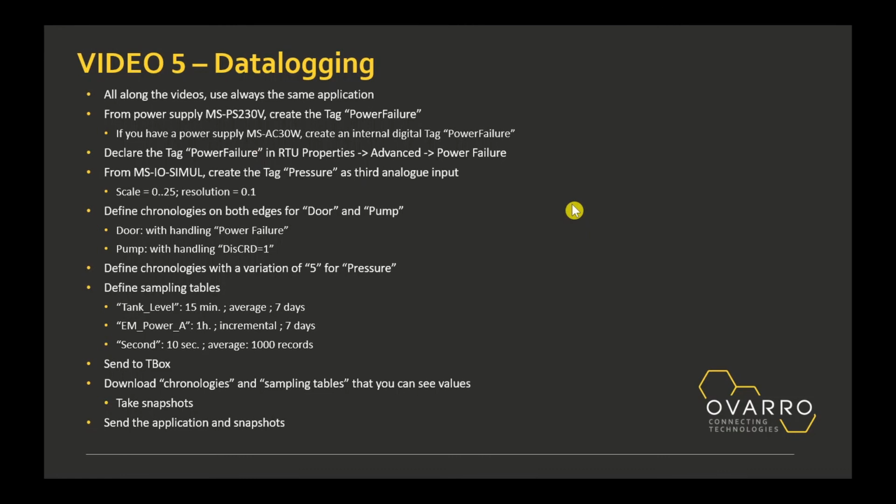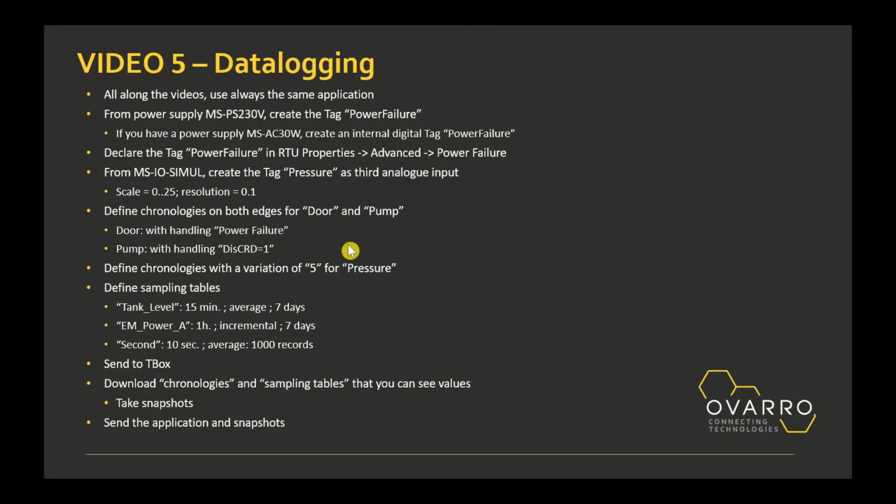The question for this video: use always the same application as usual. If you have a power supply MS PS 230 volt, you create the tag power failure from its resources. If you have an MS AC 30 watt, you create an internal digital tag that you name power failure. Declare this tag power failure in RTU Properties, Advanced tab, power failure. From the MS IOSimul, create a third input named pressure with a scale of 0 to 25 and a resolution of 0.1.